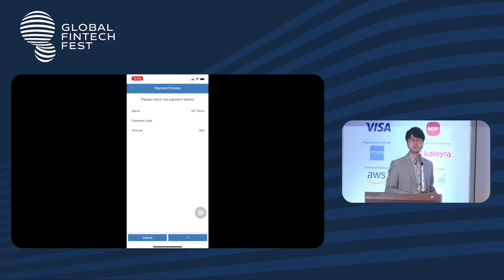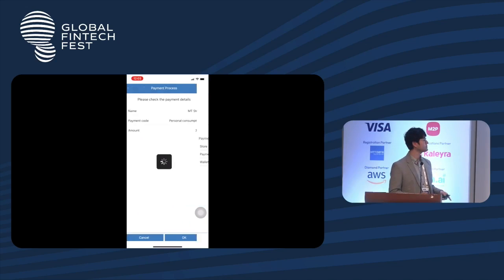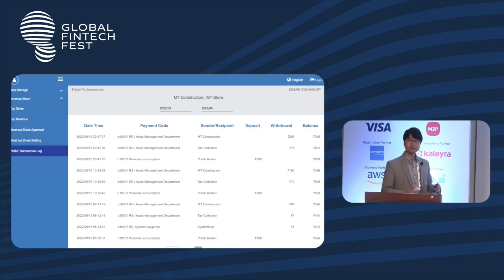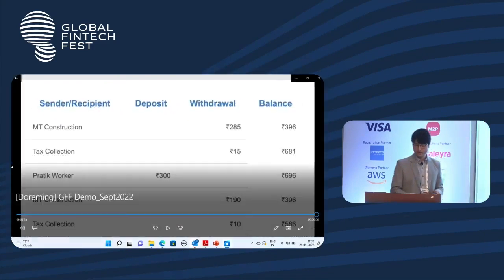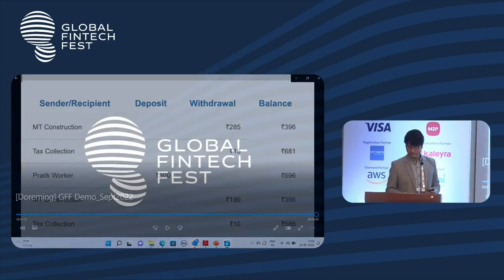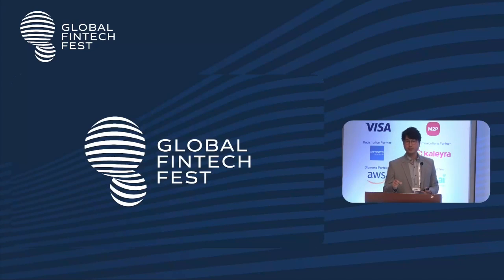Let's assume 300 rupees worth of groceries. Once he makes the payment, the taxes are also sent to the IRS tax office in real time. Okay, can you go back to the slide? So the key is it's real-time, automatic, accurate, and hassle-free for companies to deal with taxes.